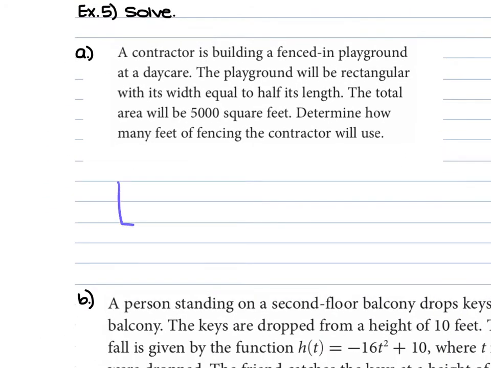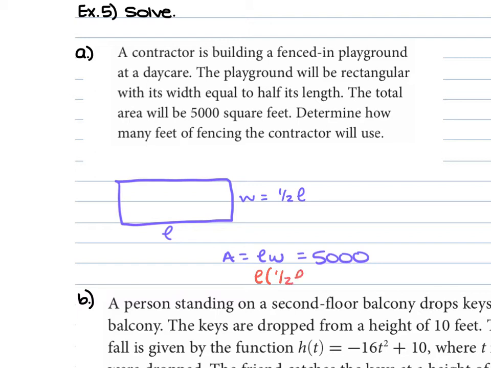So we are working with a rectangle. It says the playground will be rectangular and its width is equal to half its length. So our width is equal to 1/2 the length, and this is the length. So the total area, and remember area is length times width, is going to be equal to 5,000 square feet. So this is just saying that our length times 1/2 our length is equal to 5,000 square feet.